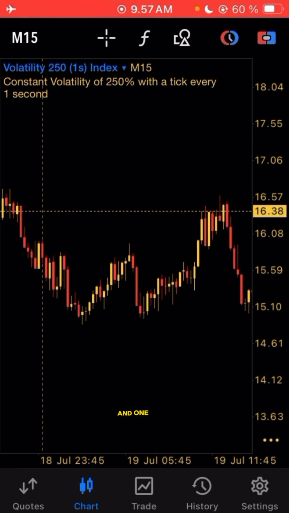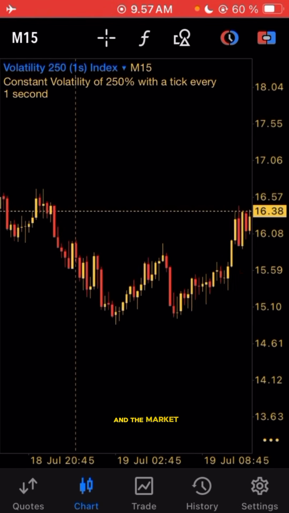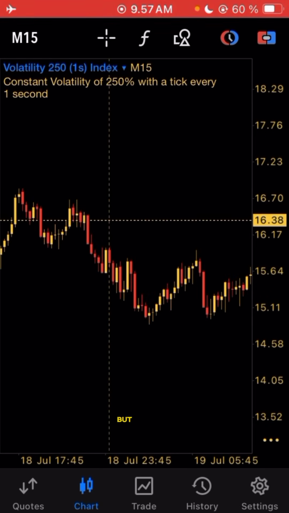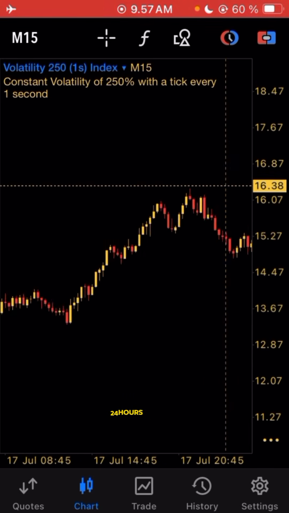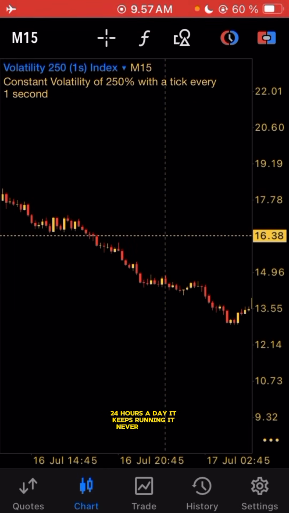And one more difference between synthetic indices and forex trading is that forex trading is traded from Monday to Friday only, and the market closes and opens. But synthetic indices open 24/7, Monday to Sunday, so it never stops. It never stops running. 24 hours a day, it keeps running. No holiday affects it. No news event. Now, news events are still another thing.